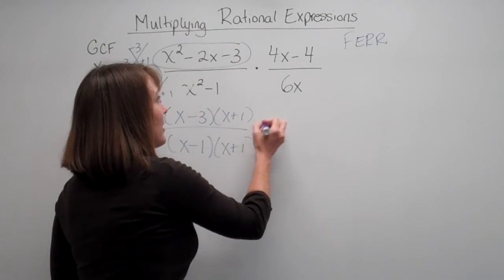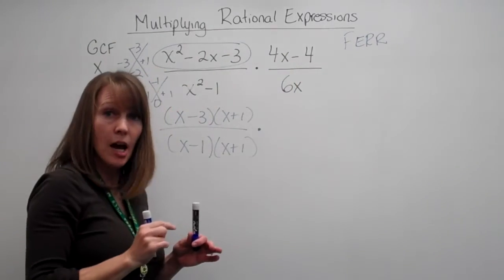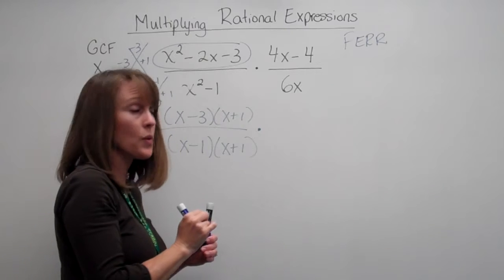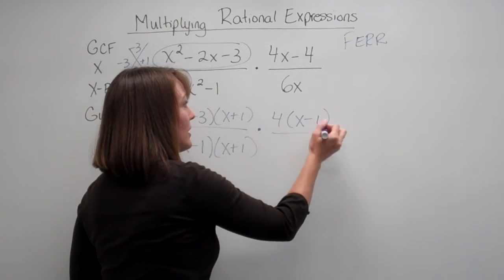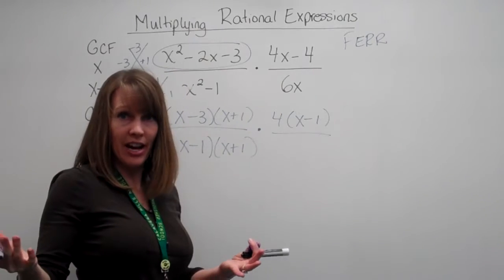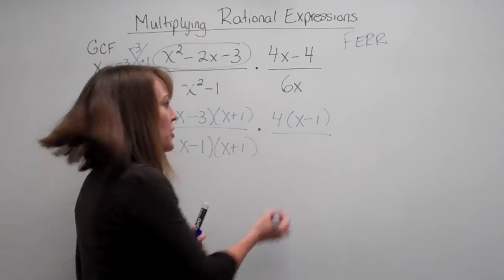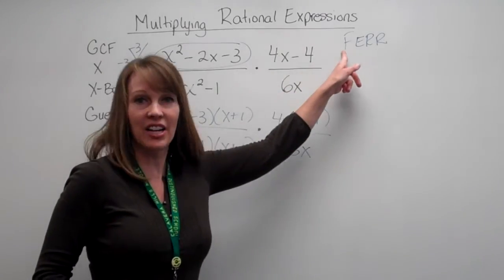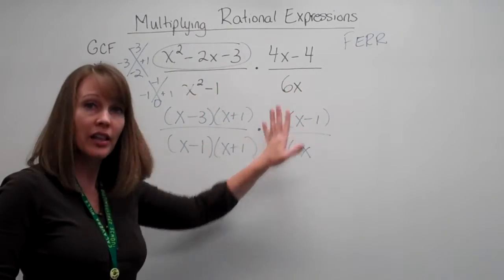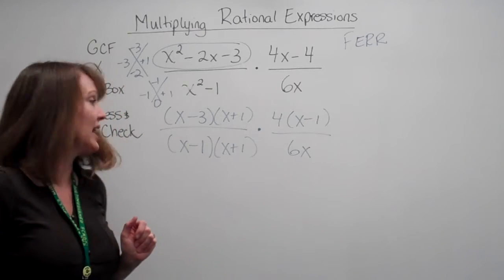So this is going to be looking for greatest common factor here because we haven't got an x squared. We can factor out a 4 and we're left with x minus 1. And this is not factorable. There's nothing going on here, so we're just going to write it as 6x. So all we've done is factored. We've just rewritten all of these as their factors, okay?